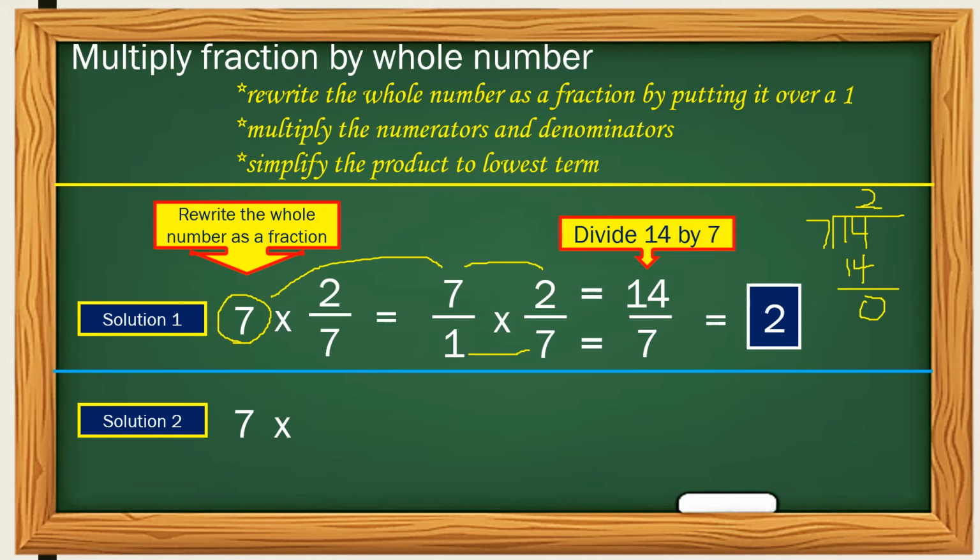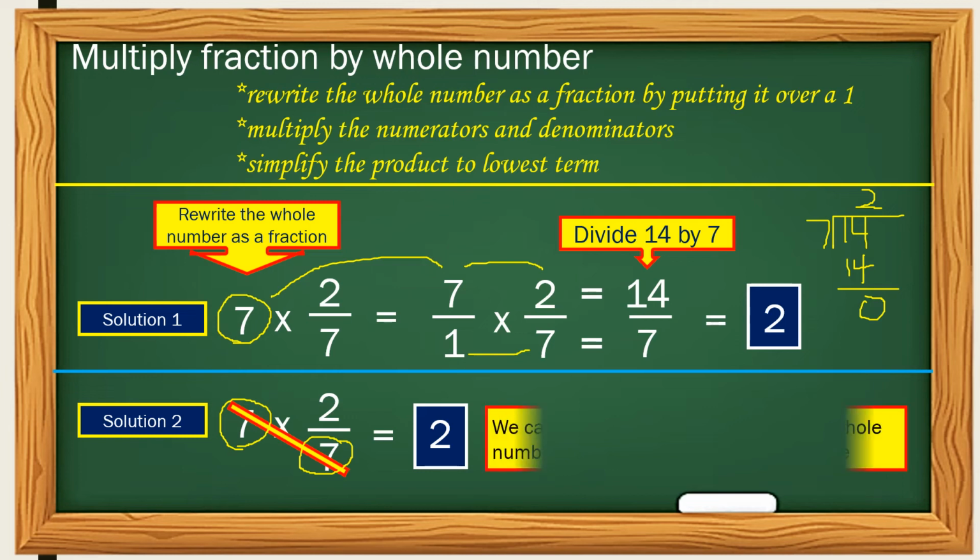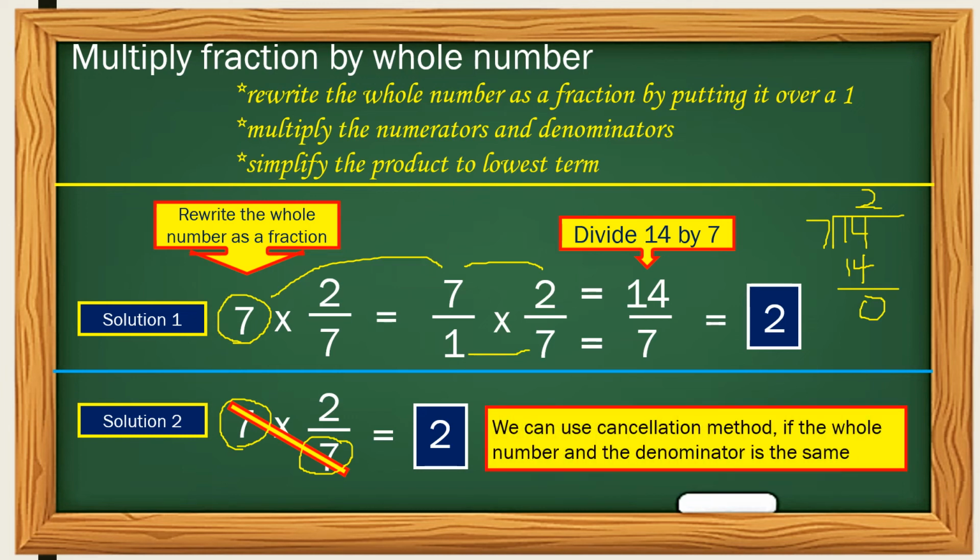So, kopyahin natin 7 times 2 over 7. Tingnan ninyo ang whole number, which is 7. At tingnan nyo ang denominator natin is 7. Ang gagawin natin dito ay i-cancel lang natin. Okay? Ika-cancel natin. At yung matitira, yun na yung magiging final answer natin. Okay? So, we can use cancellation method if the whole number and the denominator is the same. Okay? So, ganyan po yung proseso nito.